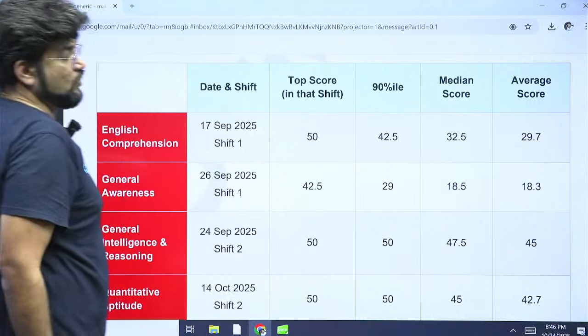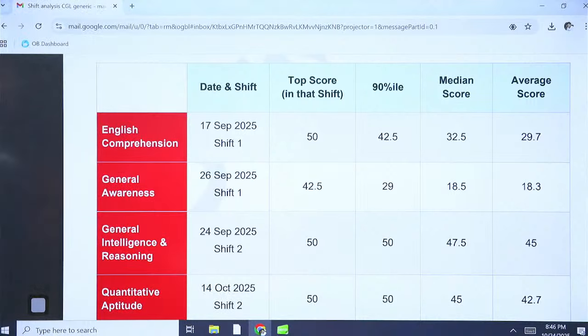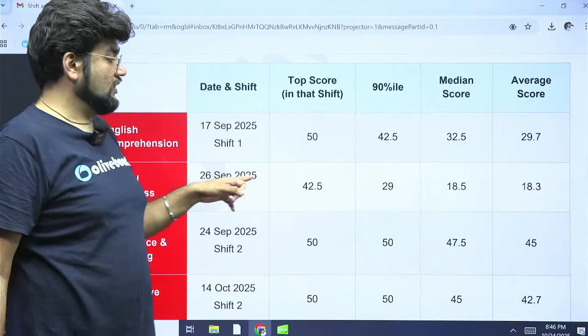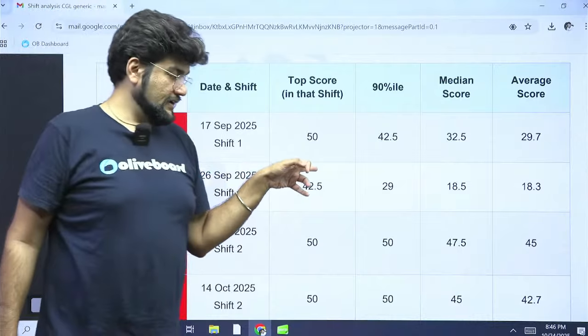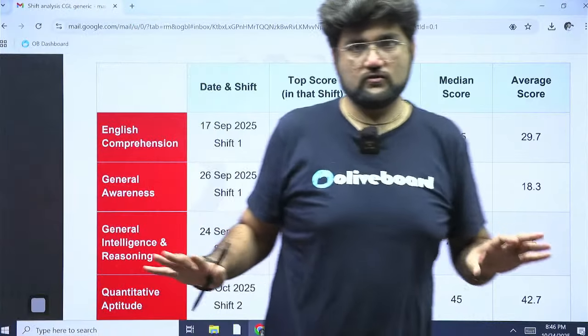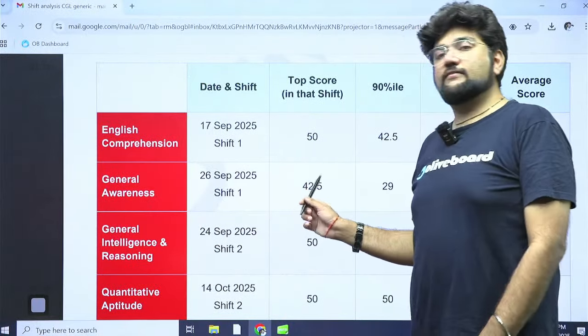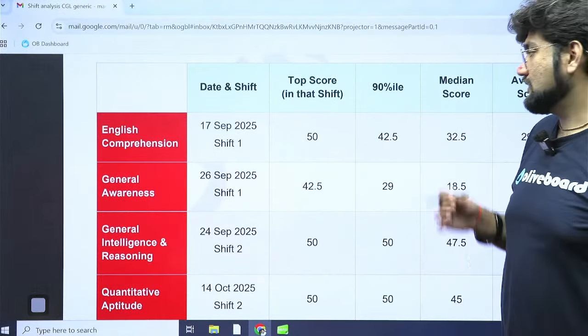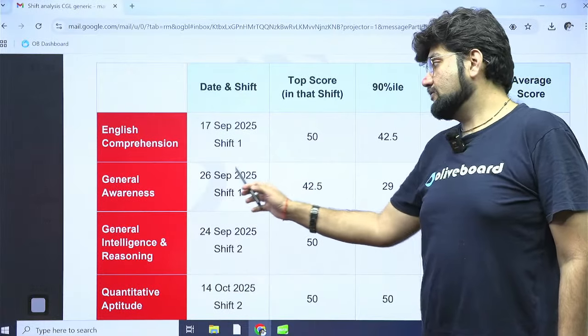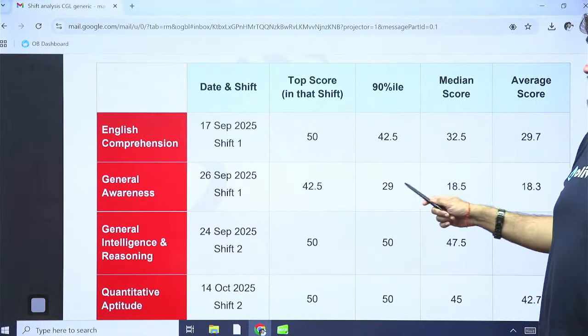So that's also a wide gap. Okay. General awareness for 26 September 2025 shift 1, 42.5 is the top score for general awareness in this particular shift and across shifts also. Now this actually is unbelievable. Even when I read it for the first time, I had to confirm it twice, but this is true. 42.5 on 26 September 2025 shift 1.